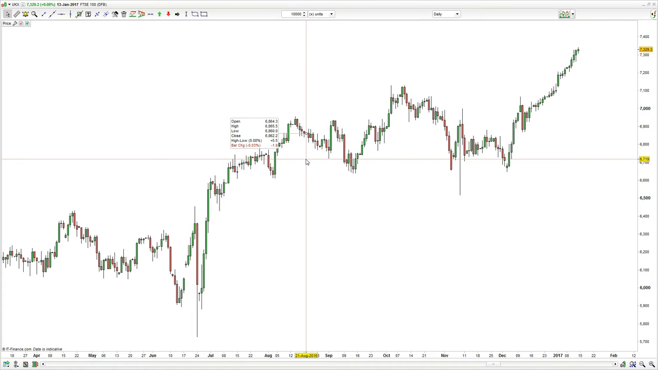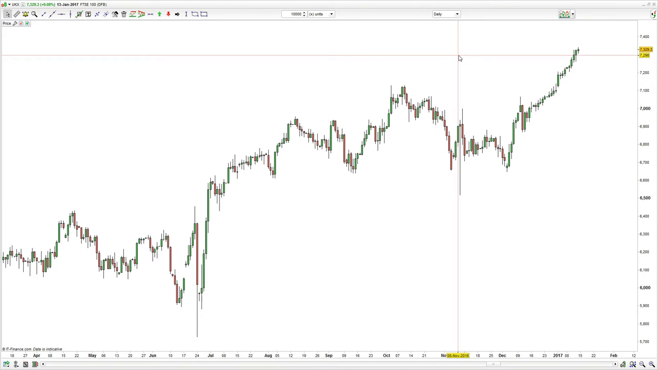Okay, so here we have the daily chart of the FTSE 100. And as you can see, currently the price is up at the 7300 level and has spent the last couple of months around the 7000 level.